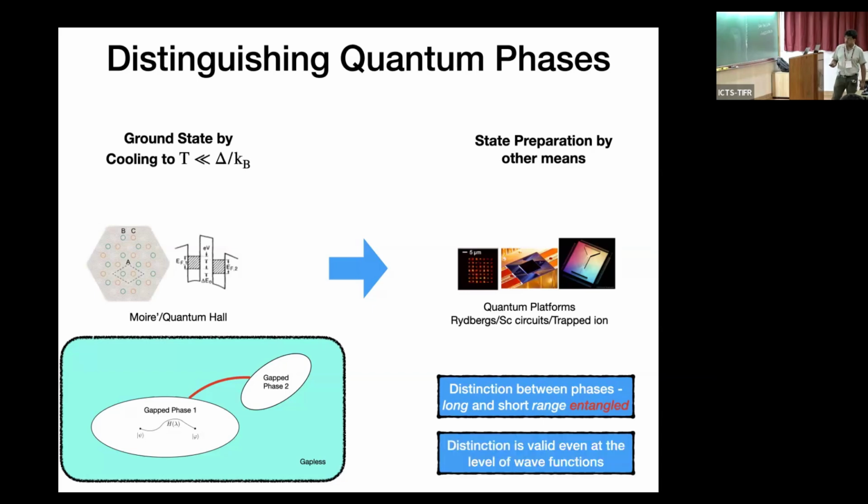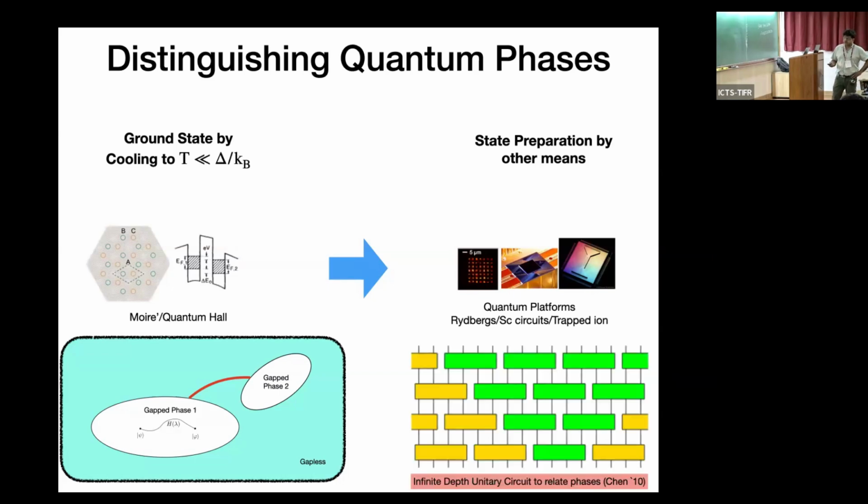Okay, so instead of looking at excitations as we do over here, or looking at ground state energy, you really look at the level of wave functions, the structure of the wave function, and how they are different.